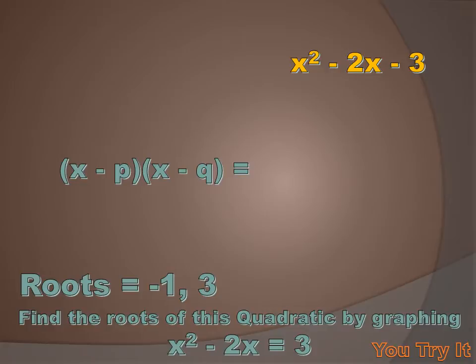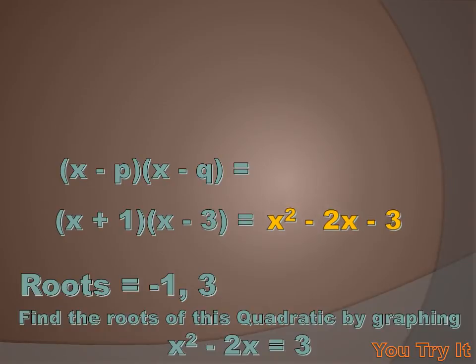The roots would be p and q. Well, for x squared minus 2x minus 3 equals 0, we just determined by graphing that the roots were minus 1 and 3. And we can substitute minus 1 in for p, and 3 for q, and write the expression x plus 1 times x minus 3 equals x squared minus 2x minus 3.